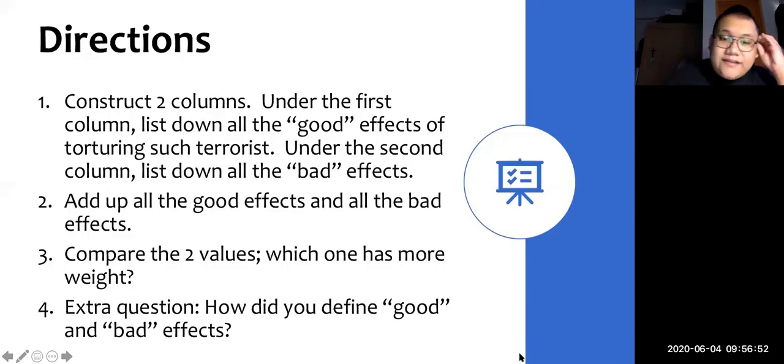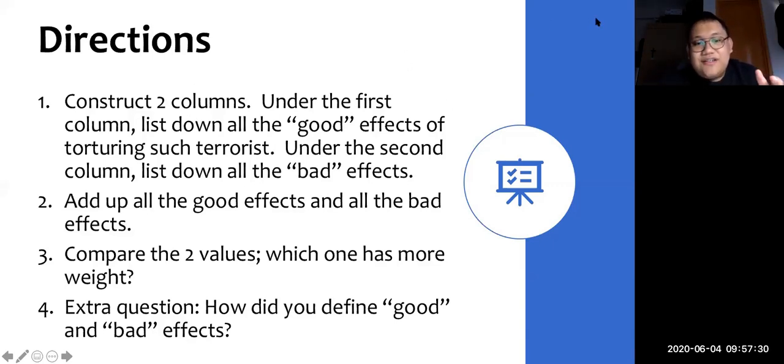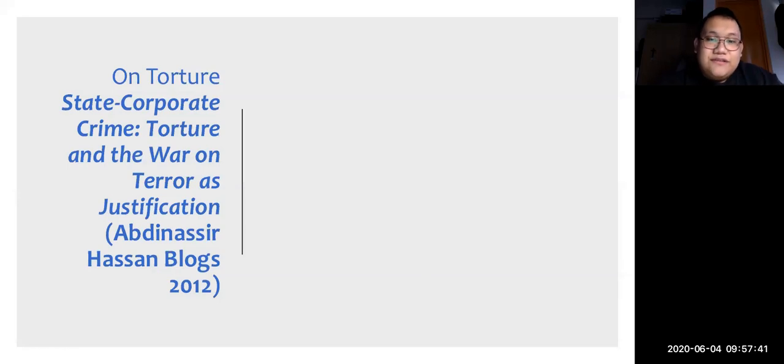So in this question, number 4 extra question, how did you define good and bad effects? I think what makes us conclude that to torture is something permissible is that goodness in this sense is about the outcome of the action. Okay? And the badness of the action is maraming mamamatay if we don't do it. Okay? That is why utilitarianism is also called consequentialism. Because what is at stake here is the consequences of your action. Okay? The morality of actions depend on the person's benefiting or not benefiting from the action. Okay? Let me just give you a short reading in the Abdinasir Hassan blogs. Okay?